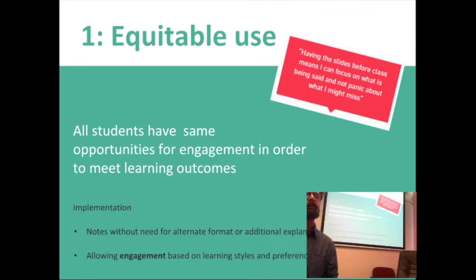So our institutions, or our education system, should be equitable of use. And that means all students, regardless of ability or learning style, should have the same opportunities as others of achieving the learning goals. So that's using notes without alternative formats. Alternative formats would be, in the past, students with dyslexia might have gotten separate printouts on yellow paper. So it's eliminating those kind of areas and allowing engagement based, again, on multiple learning styles.